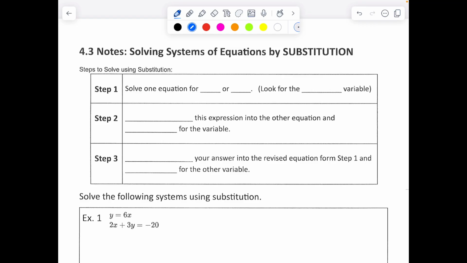Step 1 is to solve one equation for x or y, okay? And when we're doing this, we're looking for the single coefficient. What I mean by single coefficient is that I'm looking for the variable that has a 1, that's by itself, essentially. Then step 2 is we're going to substitute that single coefficient expression into the other equation and solve for the variable that's left.